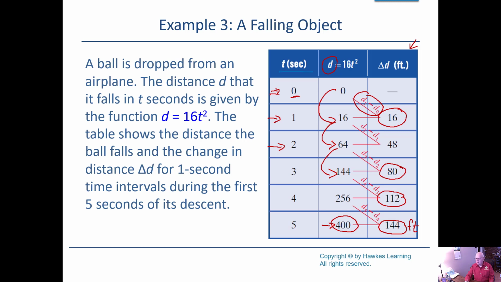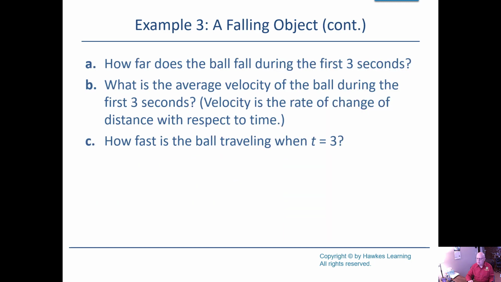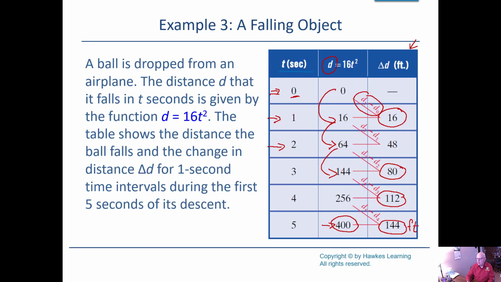And incidentally, in case you're a real practical person, this is ignoring air drag. So there's no air out there, we're just making it real simple. So first of all, how far does the ball fall during the first 3 seconds? We'll sneak back here and look. At 3 seconds, it's fallen 144 feet.